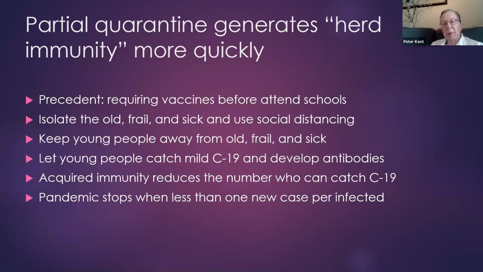A pandemic stops mathematically. It stops when each new infected person can infect less than one additional person. Right now, the infection rate is somewhere in the 2.5 to 3.5 range. Each infected person is infecting 2.5 to 3.5 new people, and there's nothing that prevents one infected person from infecting 100.